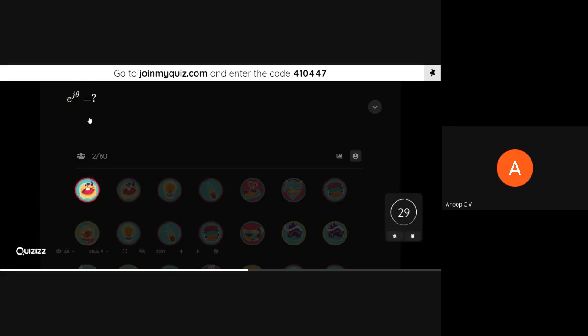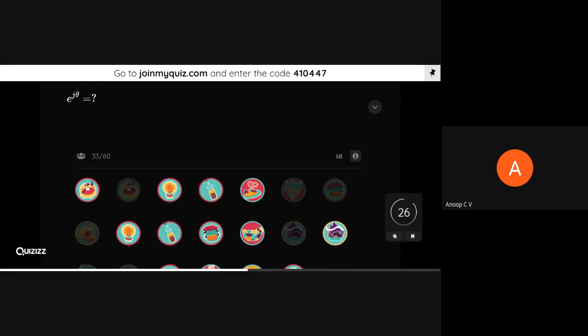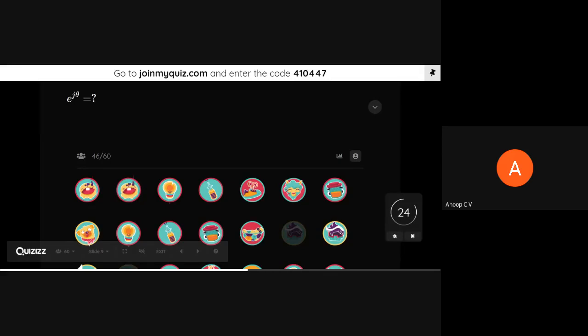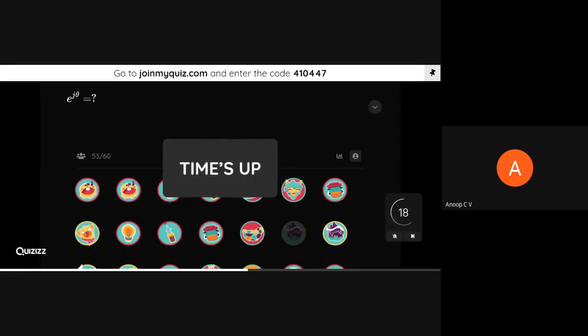So this is the very famous Euler's equation, e power j theta, where I'll be using j for the square root of minus 1. You might have used i or something else, but I'll be using j. So what is e power j theta? Even this is a very important result for us. We'll be using it extensively throughout, not only for the first module. Okay, time is up.